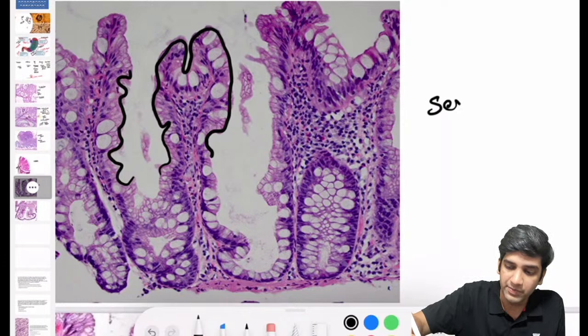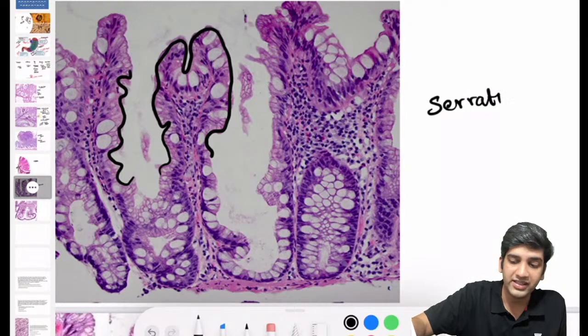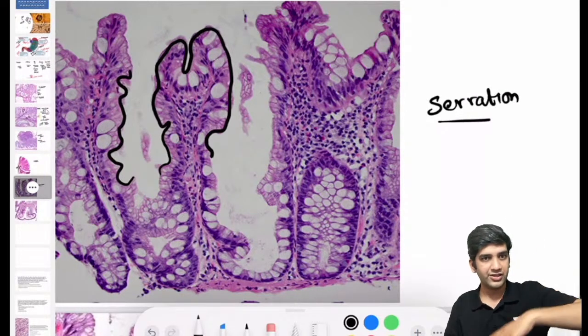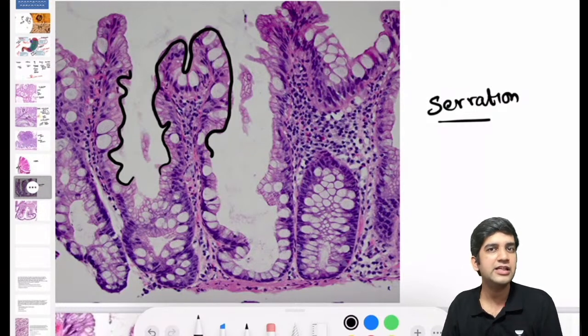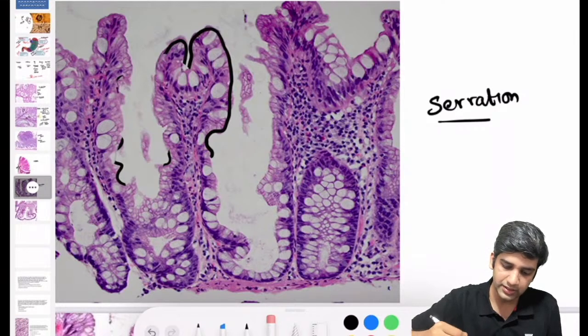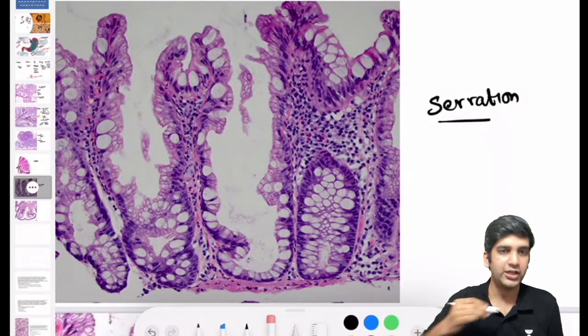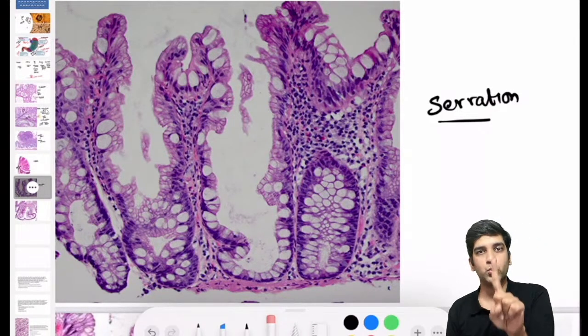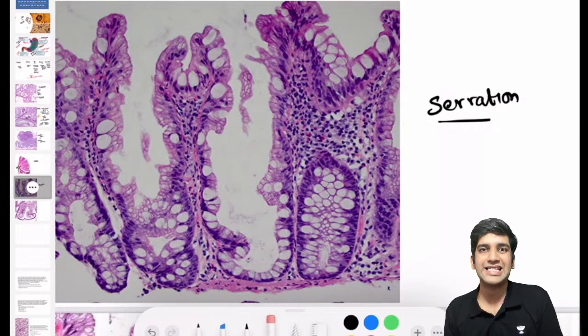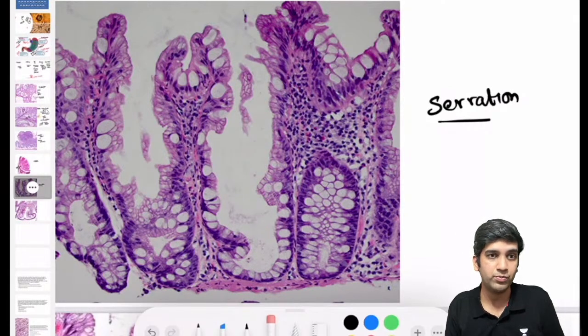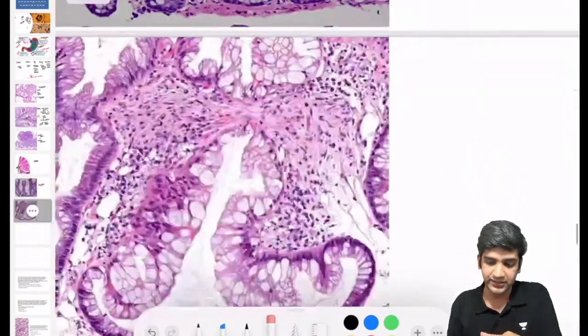So serrations are a bit difficult. Serrations are easy when I draw them. If I remove the drawing, serrations are really difficult for an untrained eye to pick up. Fine. I'll just remove the drawing for a second. It doesn't look like a serrated lesion at all. So serrations are one of the findings for serrated adenomas. As I said, the other finding is very easy for us to pick up. The second finding is this.